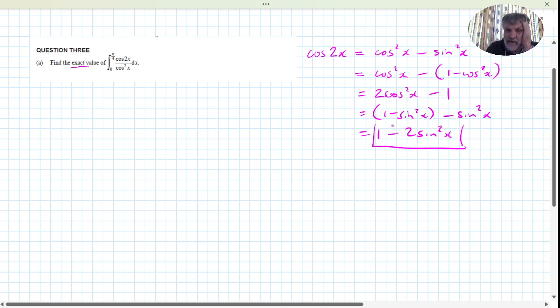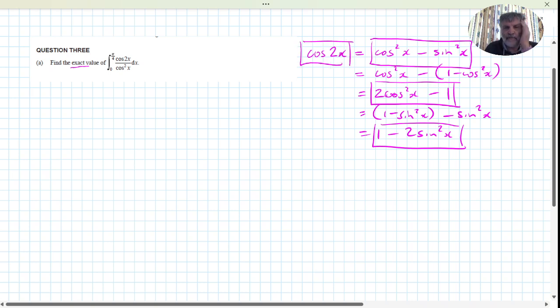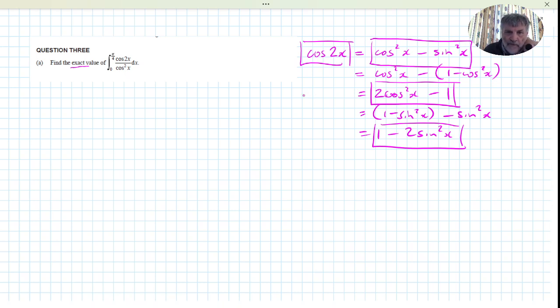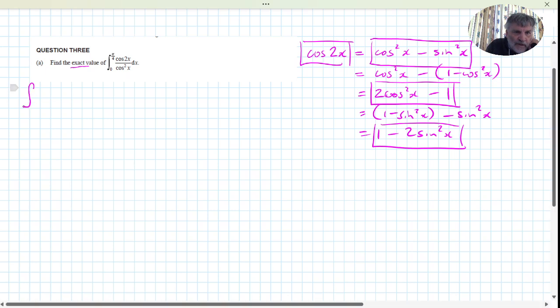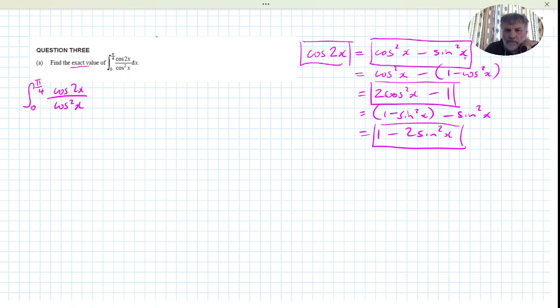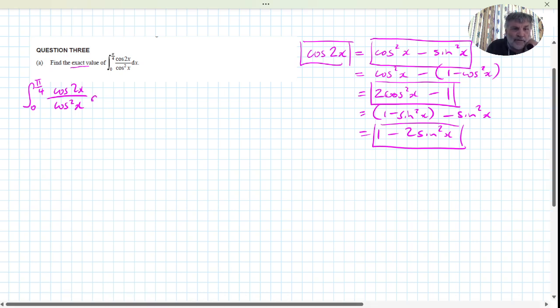So we've got effectively these 4 expressions that are all the same value, and that will help us do this integration. So let's just write it out. The integral from 0 to pi over 4 of cos 2x over cos squared x. Because I've got a cos squared in the bottom, I think, well, actually any of these 3 would probably do. I'll do it 2 of the ways.